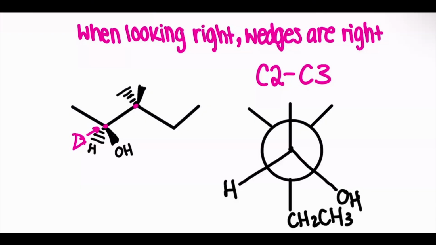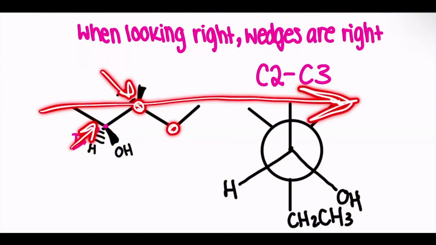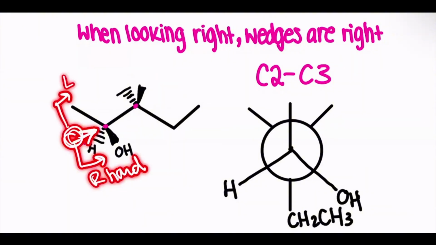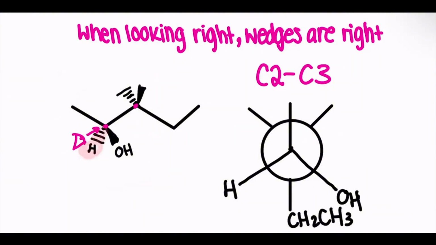Most of the time, you are going to be asked to make a Newman from a bond line when looking to the right. So whether you are looking up this bond or looking down this bond, as long as it's generally to the right, that's when our wedges are right, okay? You can kind of think, so this is me, I'm facing this direction, okay? This is my right hand. This is my left hand. My wedges come out towards me. My dashes are going away from me.